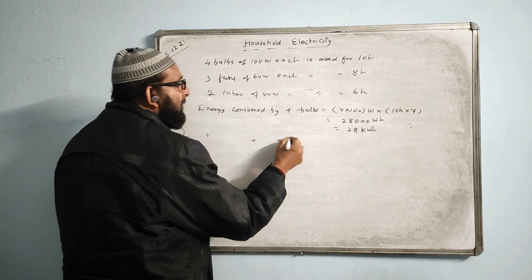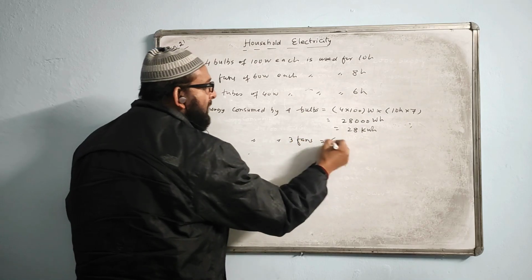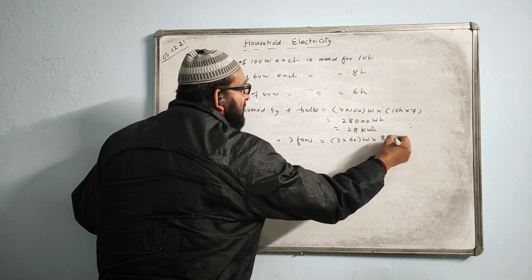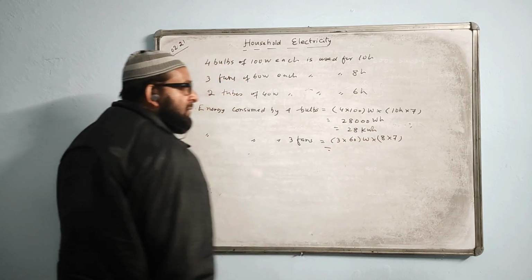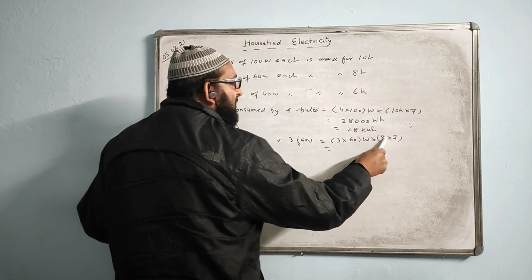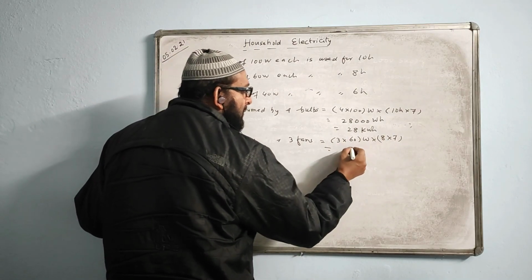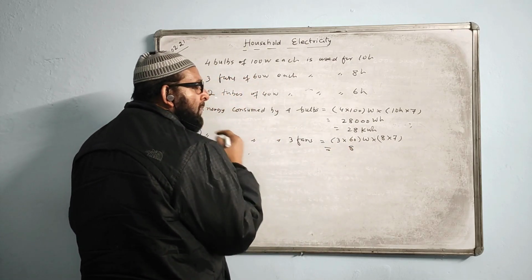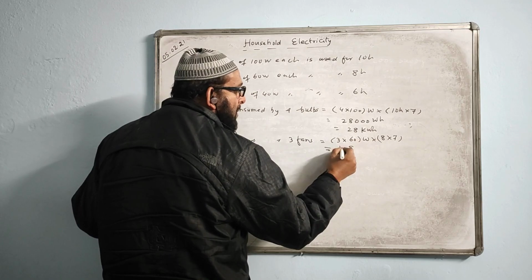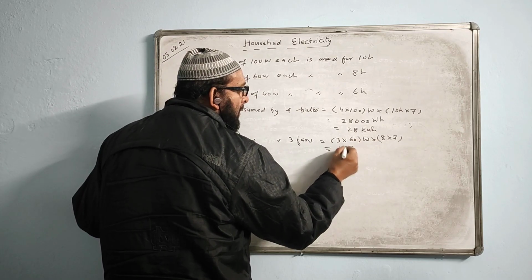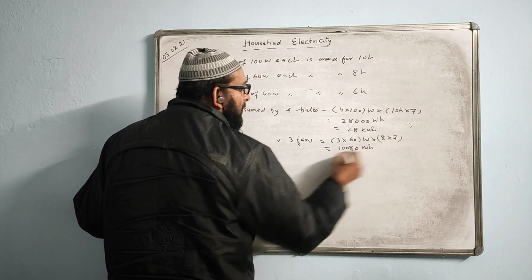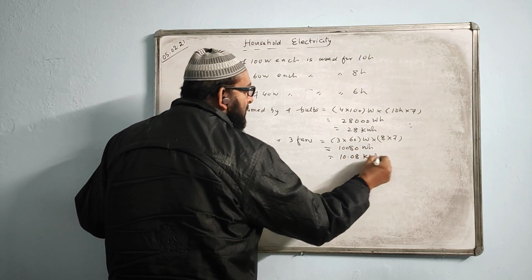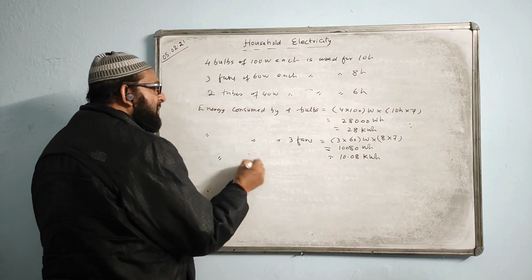Similarly, energy consumed by 3 fans will be 3 into 60 watt into 8 into 7. We will multiply everything and find the answer. 8 7s are 56, into 18. This is coming this much watt hour. In kilowatt hour, the answer will come 10.08 kilowatt hours. You can check the calculation.